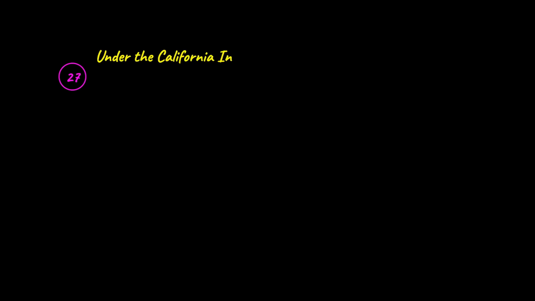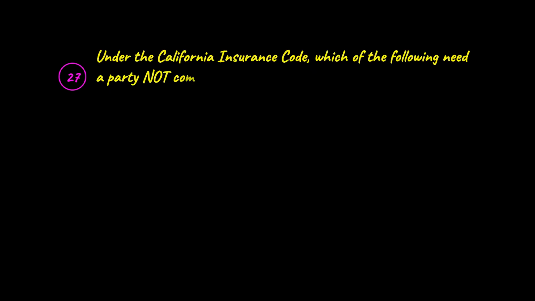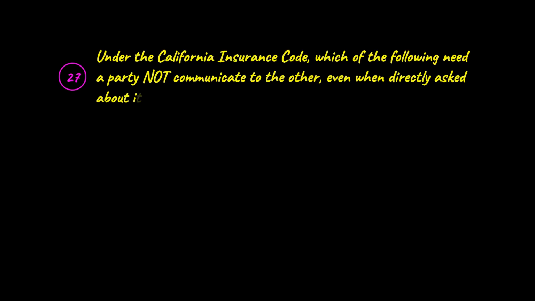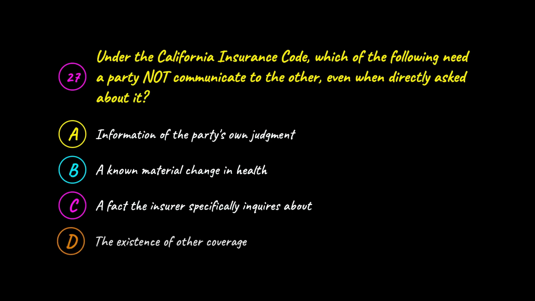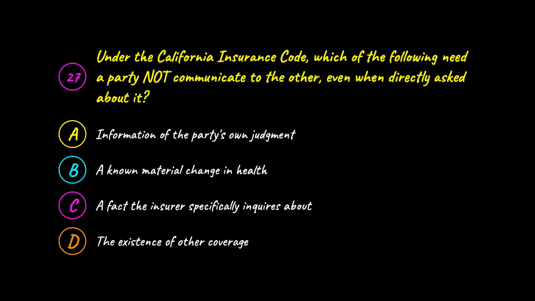Question 27. Under the California Insurance Code, which of the following need a party not communicate to the other, even when directly asked about it? Your options are A. Information of the party's own judgment, B. A known material change in health, C. A fact the insurer specifically inquires about, D. The existence of other coverage. Before I reveal it, which one do you think is right?